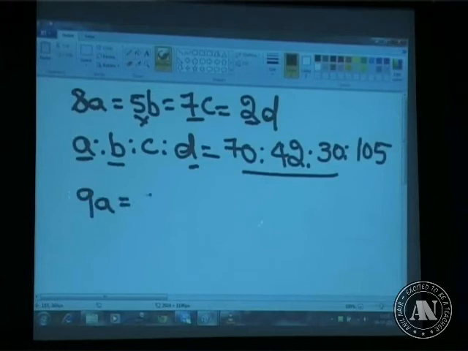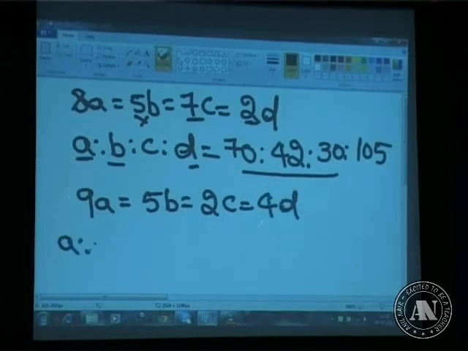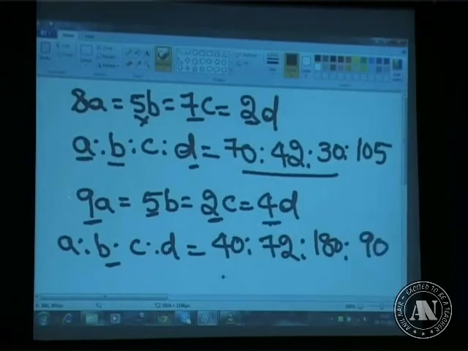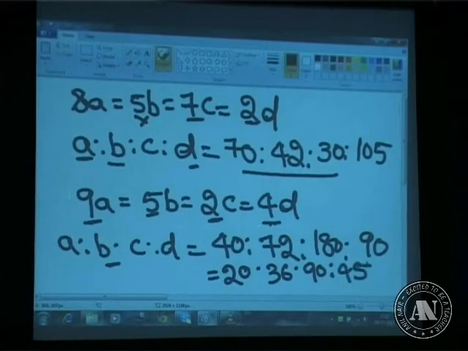One more example: 9A equivalent to 5B equivalent to 2C equivalent to 4D. A is to B is to C is to D. What is A? 5 twos are 10, 10 fours are 40. To get B, 9 twos are 18, 18 fours are 72. To get C, 9 fives are 45, 45 fours are 180. To get D, 45 twos are 90. If you can further simplify, please do it. Clear? Two varieties.